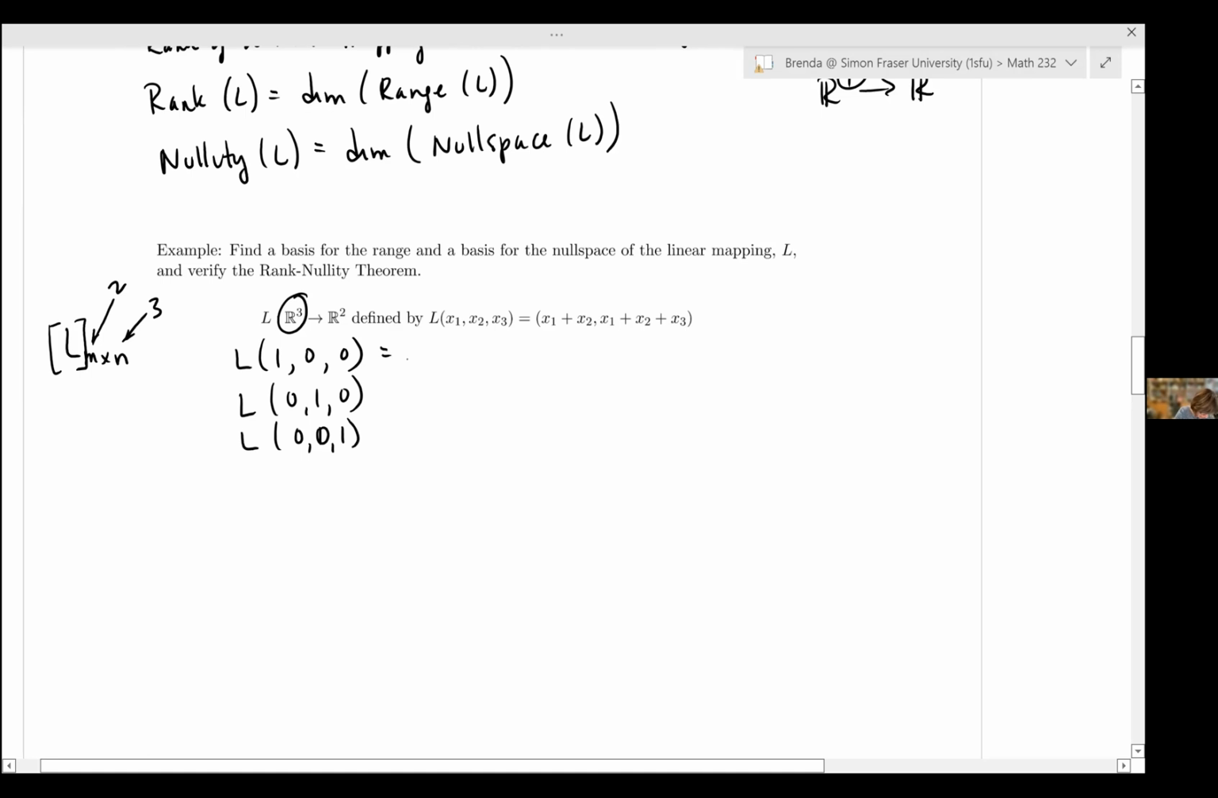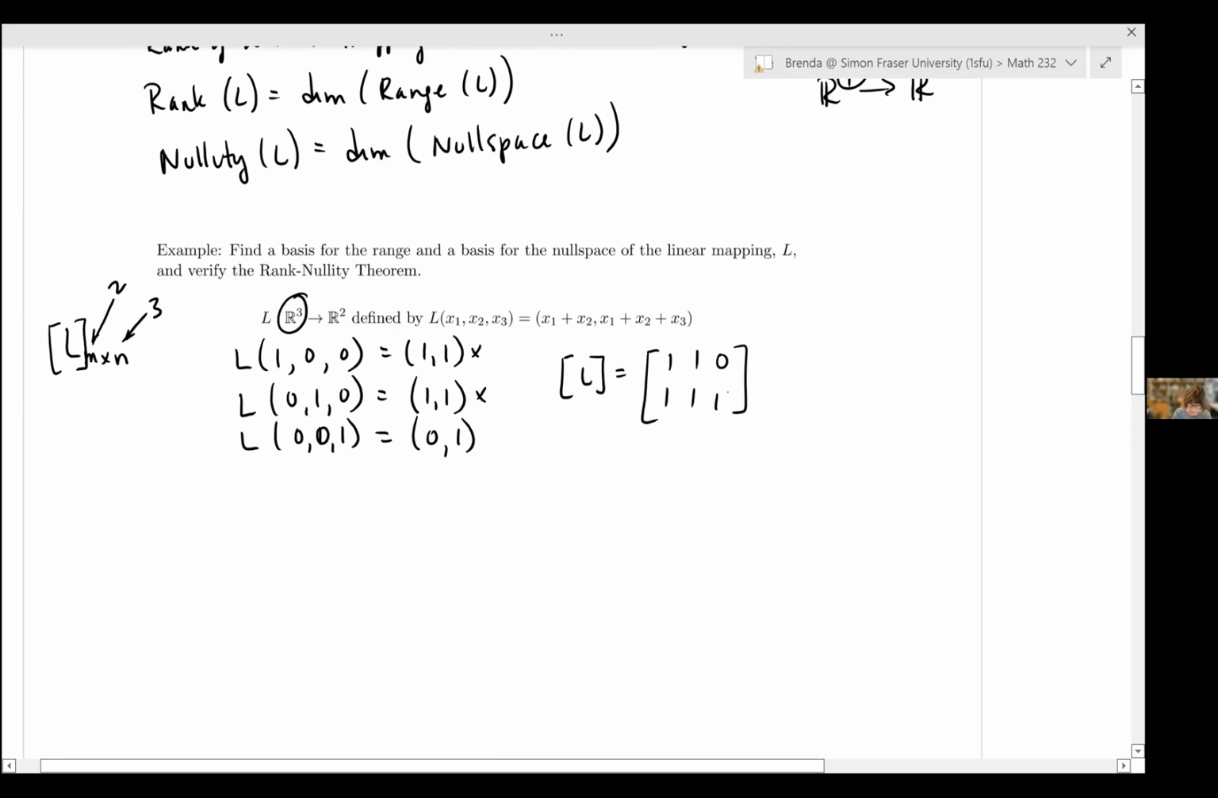Like that. And I get here an output of 1, 1. Here I get an output of also 1, 1. And here I get an output of 0, 1. So the matrix representing this linear transformation is this guy here: 1, 1, that's this guy as a column; 1, 1, this guy as a column; and 0, 1, this guy as a column.